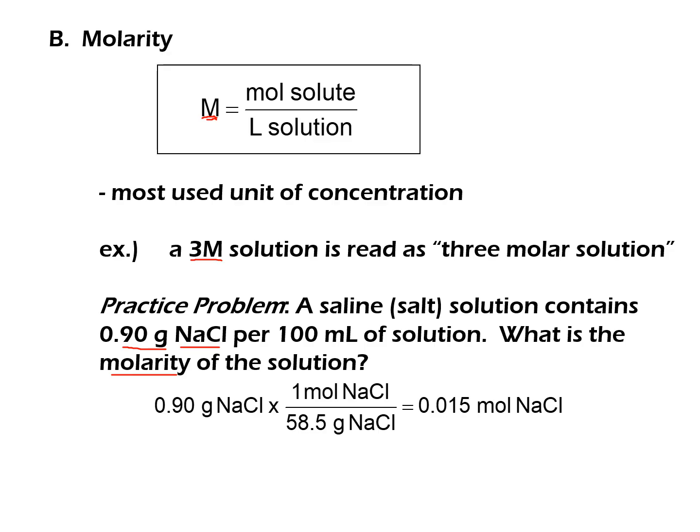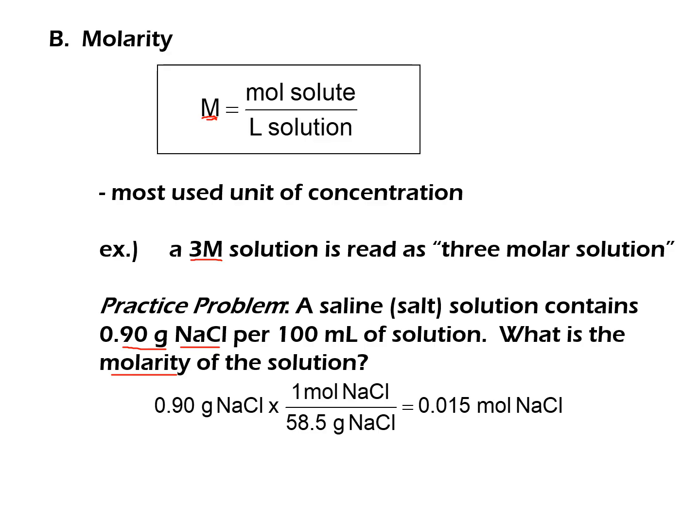So we start with our given. We're going to put grams of NaCl on the bottom because grams of NaCl is what we started with. We're going to change that into moles of NaCl. And where does the 58.5 come from? That's the periodic table. I took Na and Cl and added their molar masses together off the periodic table. That's where I got 58.5. So if I take 0.9 divided by 58.5, that tells me how many moles of NaCl that is, and that's 0.015 moles of NaCl.